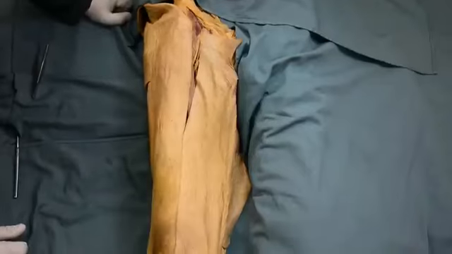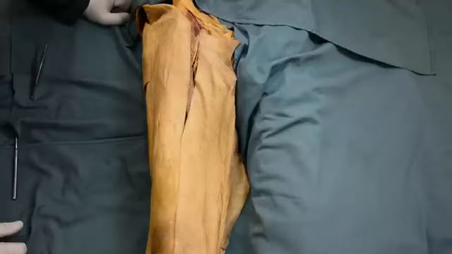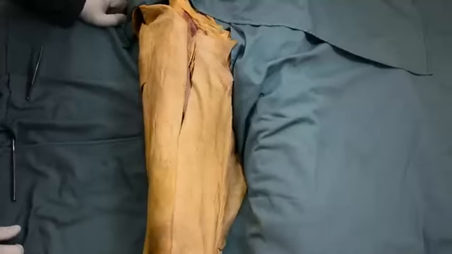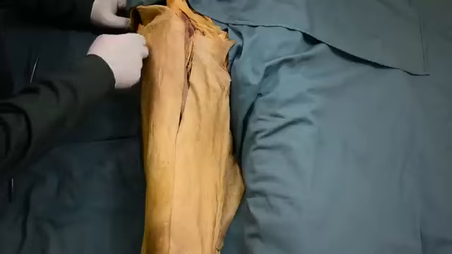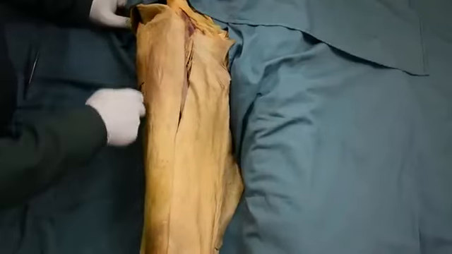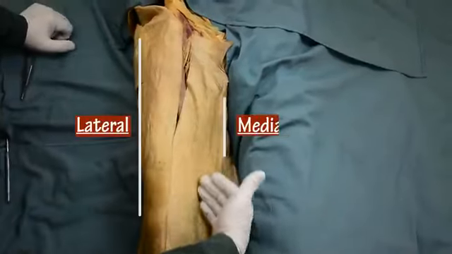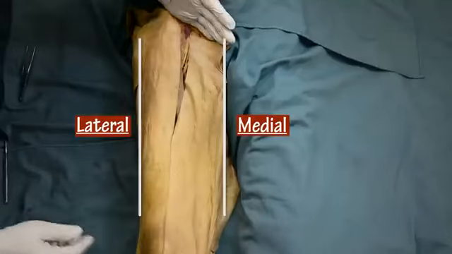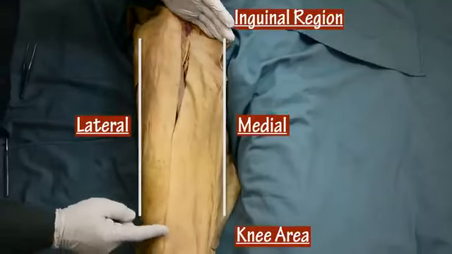Hello everyone. In this tutorial, we want to walk you through the dissection of the anterior and medial thigh. So let's orient ourselves first. This is the lateral side. Here is the medial thigh, inguinal region, and knee area.